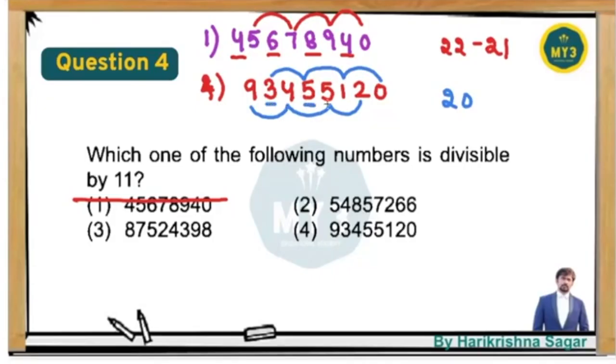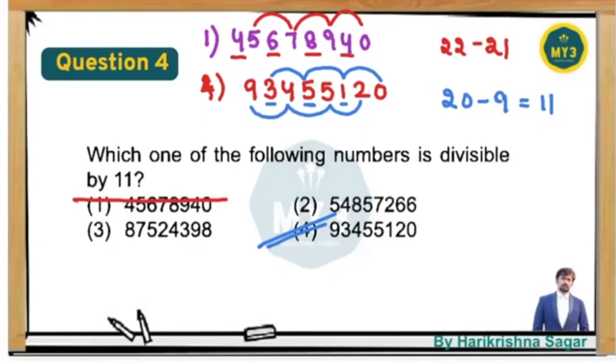3 plus... 9, 9 plus 0 is 9. So 20 minus 9 is giving a result of 11. So whether the difference is 0 or 11, the answer is definitely divisible by 11. So definitely your answer must be option 4.